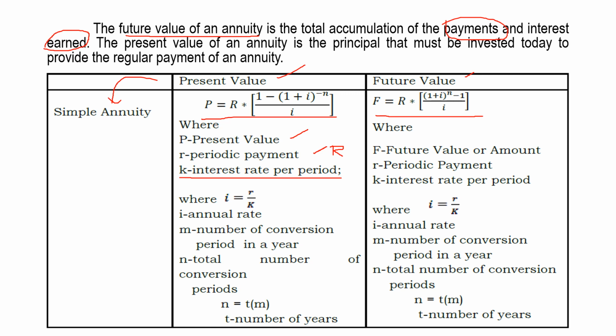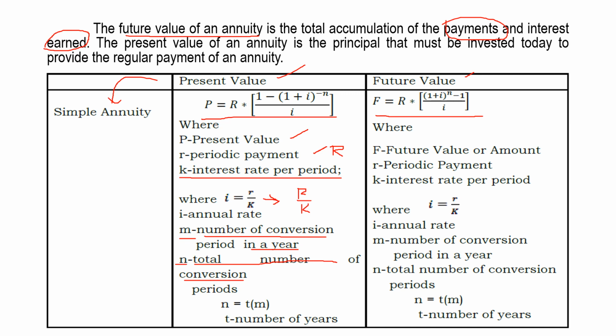Now, in this case, for us to solve the value of I or the annual rate, we just simply divide your interest rate per period by the number of conversion periods. So that will be the value of your I, simply equal to your K over M. That will be the value of your I or annual rate. Now, your M is the number of conversion periods in a year. N is the total number of conversions.